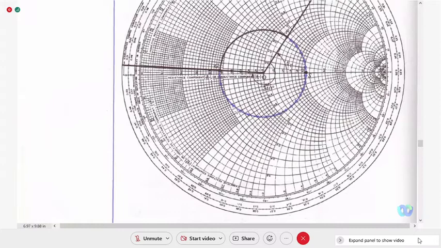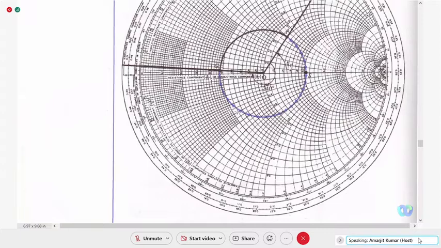What is the resistance and reactance? So 1.0, 0.8, 0.7, 0.6, 0.5, 0. So it is close to 0.5. R is equal to 0.5, but it is between 0.5 and 0.4, so 0.48 we can take. R is equal to 0.48.